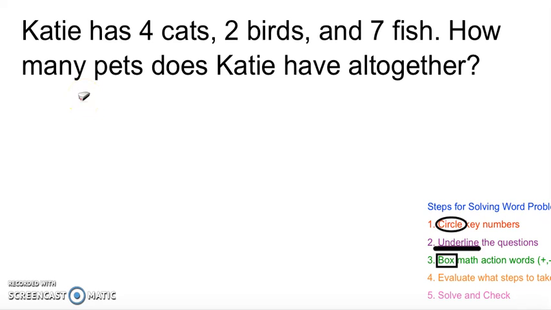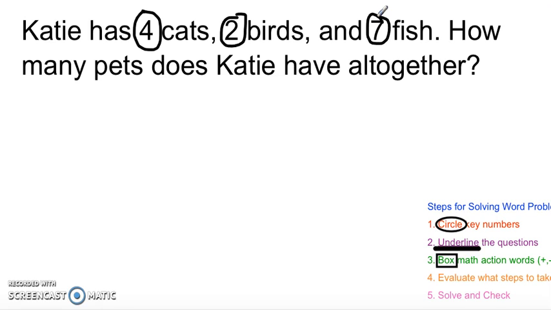All right, our problem today says Katie has 4 cats, 2 birds, and 7 fish. How many pets does Katie have all together? All right, now that I've read my problem, it's important for me to go through the steps for solving word problems. So the first step is I need to go back and circle key numbers. I'm going to circle 4, 2, and 7. These are the key numbers that are in this word problem.